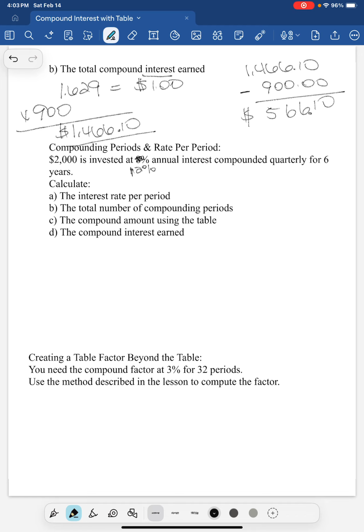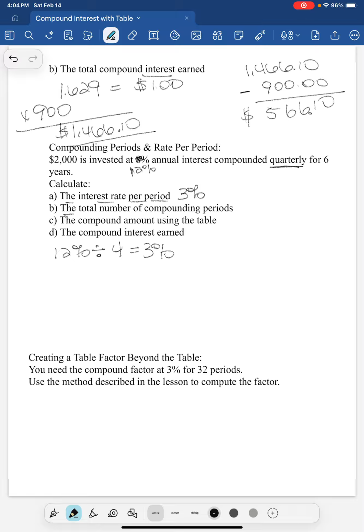Now, if we move on to the next one, we have $2,000 is invested at 12% annual interest compounded quarterly for 6 years. The first thing we need to calculate is the interest rate per period. Okay, we know we're starting with an interest rate of 12% a year. And we see that it is compounded quarterly, which means what? 4 times. So all we're going to do is divide our 12% by the 4 quarters and get 3%. The interest rate per period is 3%, okay?